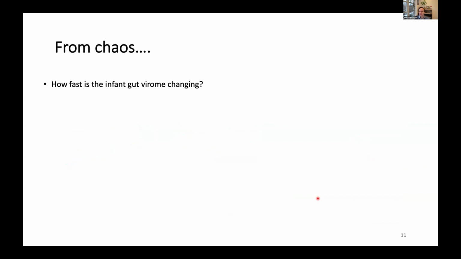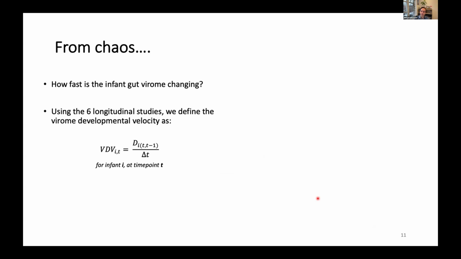So from chaos, we wanted to see how fast the infant gut virome is changing during this 2 or 3 year sampling period. And to do that, we subsetted our 12 studies, just focusing on 6, specifically the 6 who had longitudinal data, meaning we tracked the same infants over time. And we defined what's called the virome developmental velocity, or VDV, for infant i at time point t as the distance between the sample from the infant today versus their previous time point divided by the time.